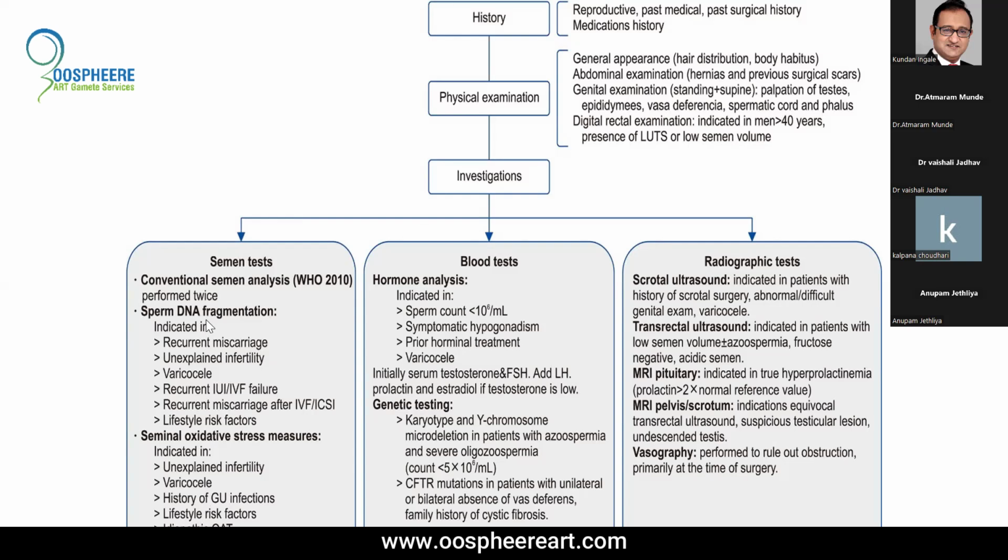We are including only DNA fragmentation. Blood test: one has to do karyotyping and Y chromosome microdeletion in a patient with severe OATS, and this will be covered in the next lecture. Radiographic tests: testicular ultrasound when there is extreme obesity or history of testicular surgery, transrectal ultrasound to see whether he has seminal vesicles, and MRI pituitary for ruling out hyperprolactinemia.